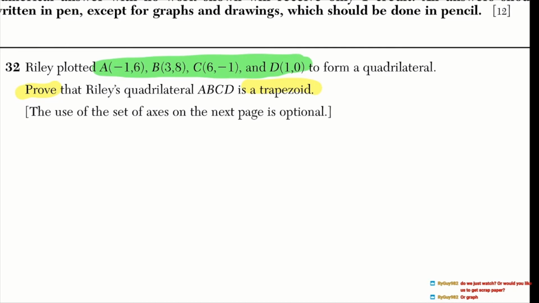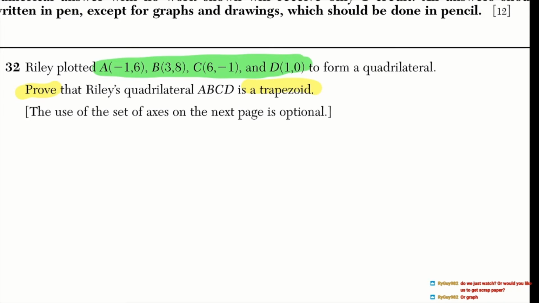Before I jump into doing that, I'm going to discuss the thought process behind how I'm going to do it. But I'm going to give you a second to get those points written down, especially if you are going to follow along and do these on graph paper. Make sure you have them written down, then you can graph them on your own. But that's the first part of the question. So you have A is -1, 6, B is 3, 8, C is 6, -1, and D is 1, 0.